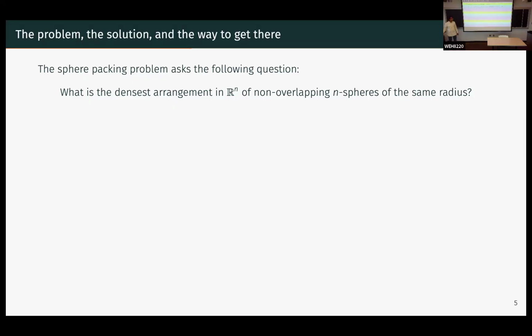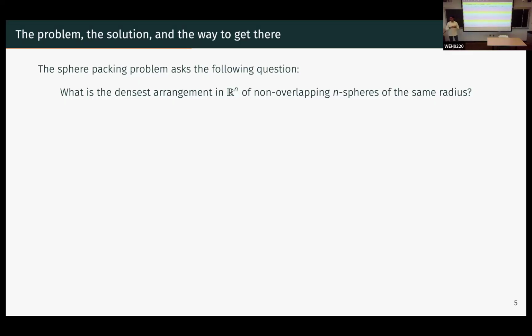So I actually don't define density properly in this presentation. You can intuitively just think of it as, if I have a bounded region, what proportion of that region am I filling? That's called the bounded density, and then you take a limit as the size of the region gets larger and larger. That's the density. Intuitively, it means how much of any bounded region is covered by these spheres.